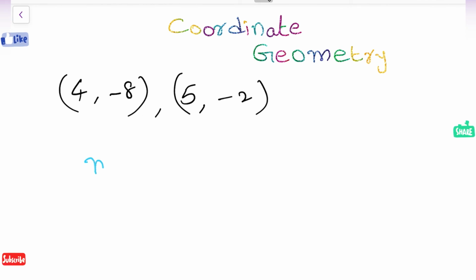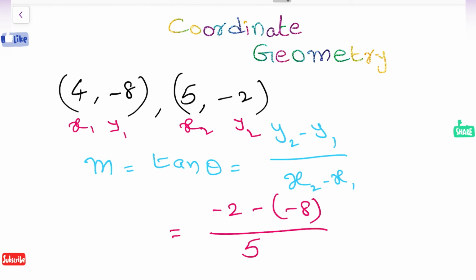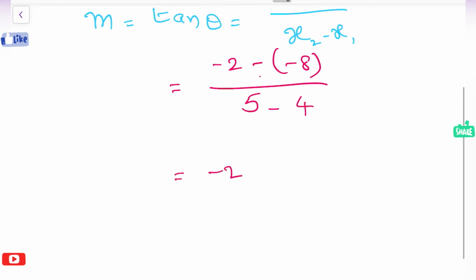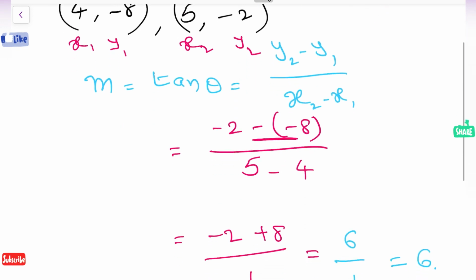Slope is represented with m, otherwise with tan theta. So the slope formula is y2 minus y1 divided by x2 minus x1. This is x1 y1 and this is x2 y2. So substituting, y2 is minus 2 minus y1 is minus 8, divided by x2 is 5 minus x1 is 4, which equals minus 2 minus into minus plus 8 divided by 5 minus 4, it is 1, nothing but minus 2 plus 8, 6 by 1. 6 by 1 is nothing but 6. So the slope of this is 6.